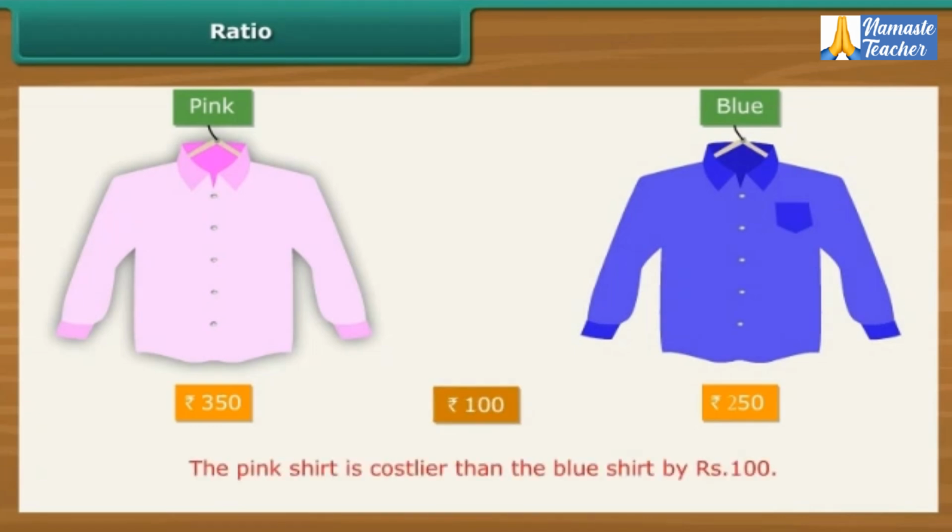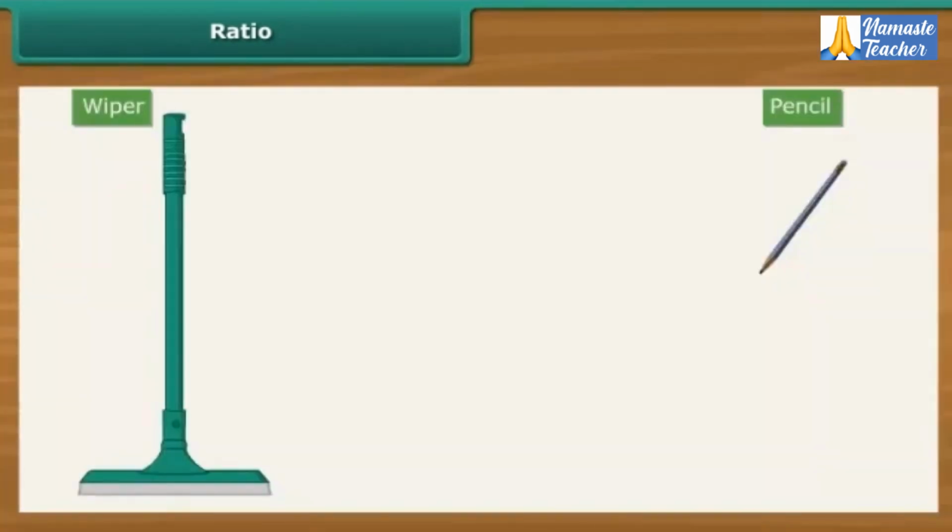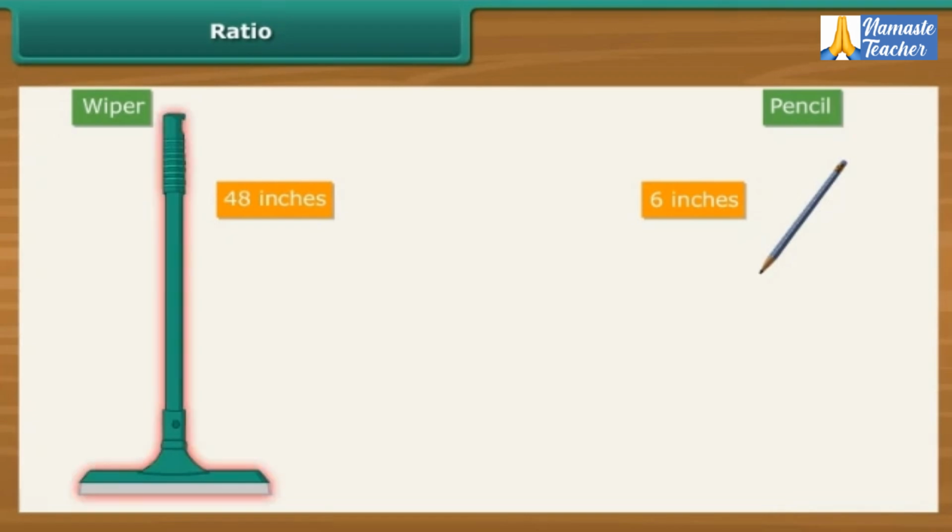Comparison by difference does not make sense when we compare quantities, values that are wide apart. For example, suppose we compare a 6-inch long pencil with a 48 inches long wiper. The wiper is 42 inches longer than the pencil. However, the difference does not bring out clearly the extent of variation in the lengths of the wiper and the pencil. How else do we express the variation?